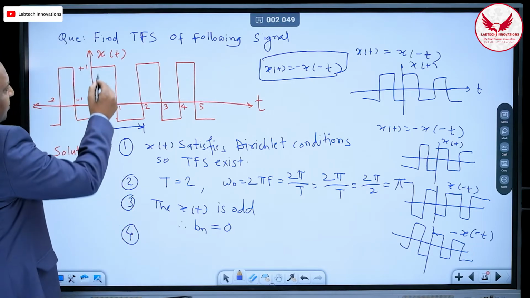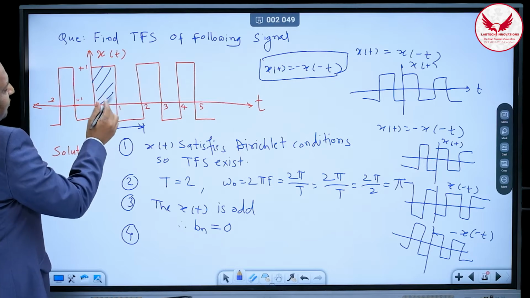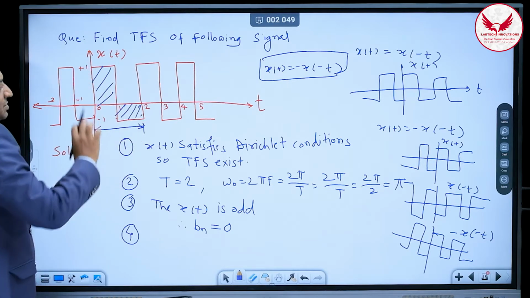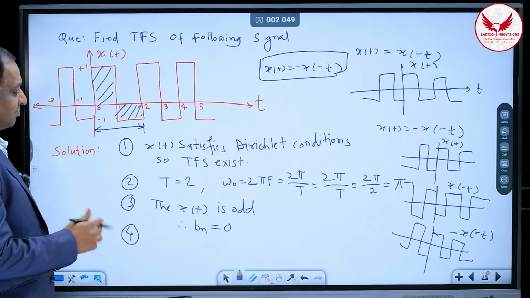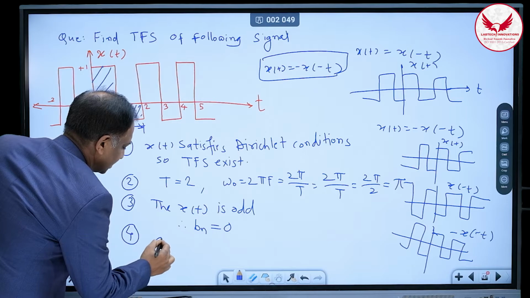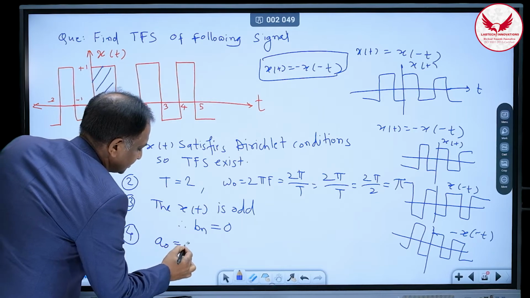So accordingly, if you look, this is the positive half cycle for 0 to 1, and for 1 to 2 it is a negative half cycle. There is an equal positive and negative half cycle, so therefore the DC value is always 0. So you can write the DC value, that is the a0 coefficient, is equal to 0.